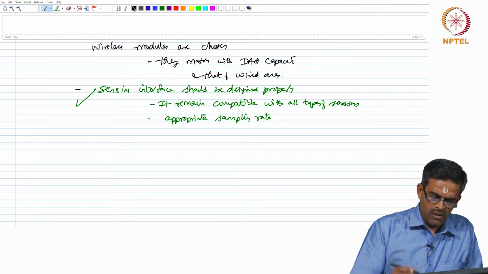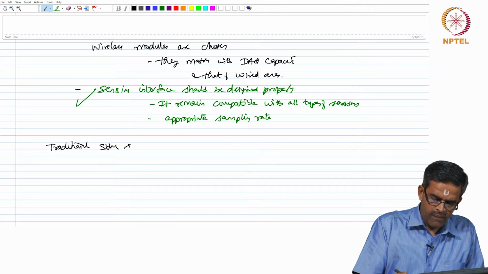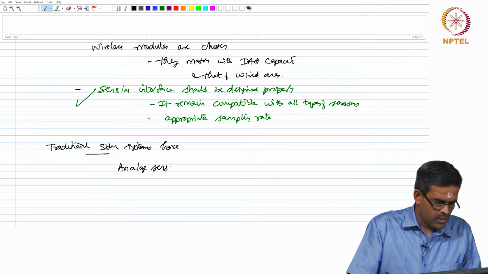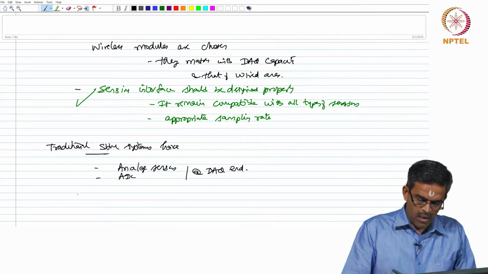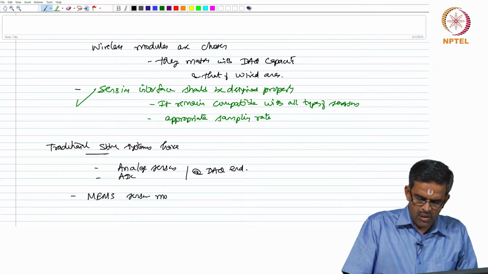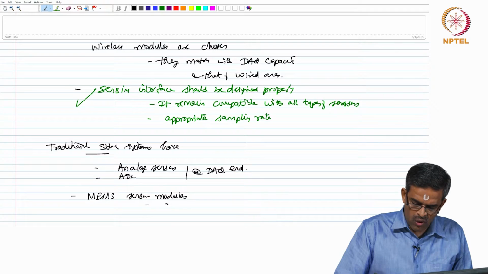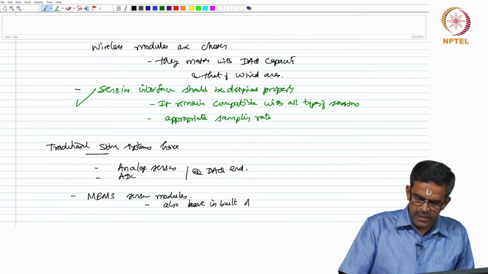Now, let us see what the traditional SHM systems have. Analog sensors with an analog digital converter at the DAQ end, and most of the sensors are MEMS based because they occupy less space, they are cheaper and they are more reliable, and these sensor modules also, very interestingly, have an inbuilt ADC.